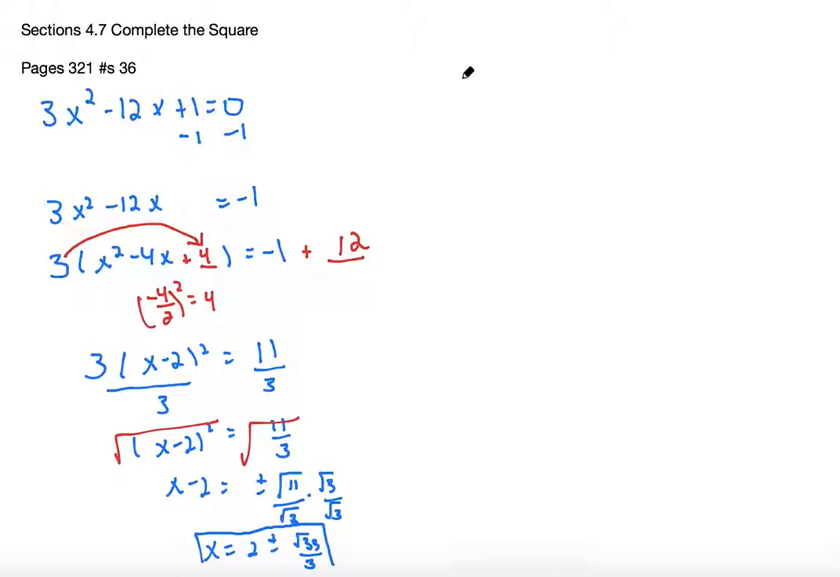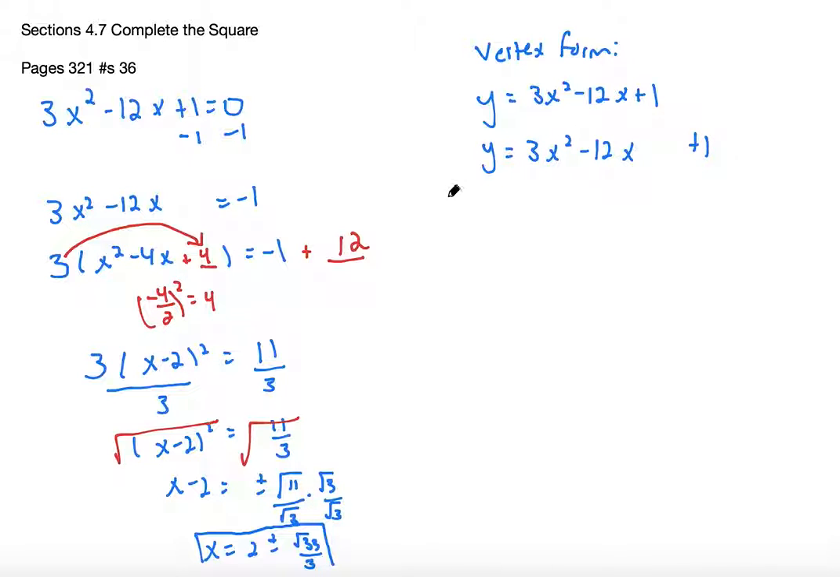Now, similarly, we can write an equation in vertex form using a similar method. So had I written this as an equation, y equals 3x squared minus 12x plus 1, this is how it's slightly different. Instead of subtracting a 1, what I'm going to do is leave it on this side, but leave a spot. Same process, I need to factor out the 3.